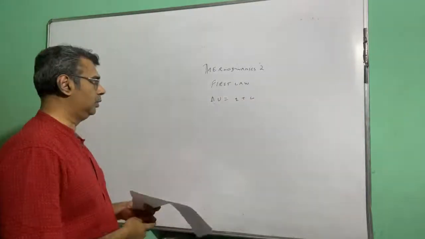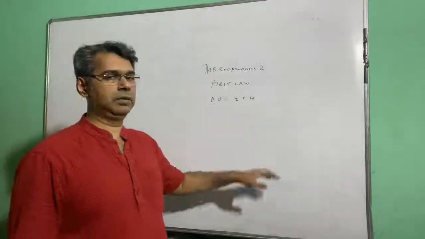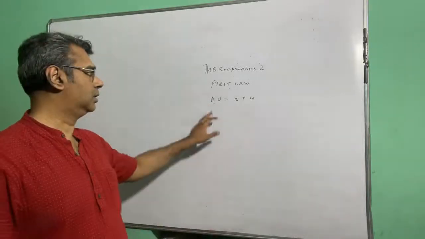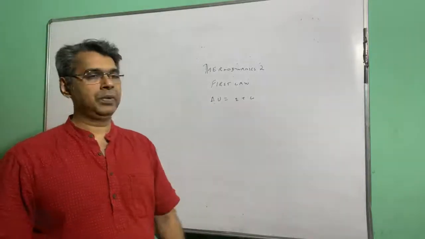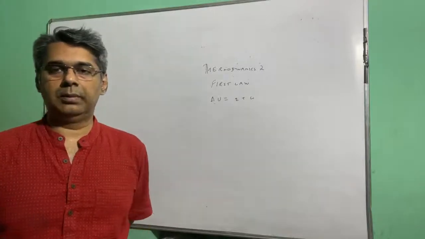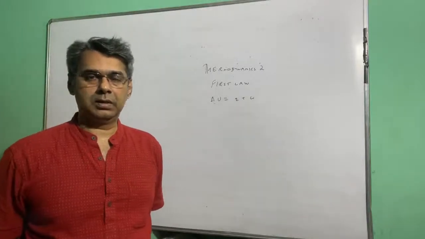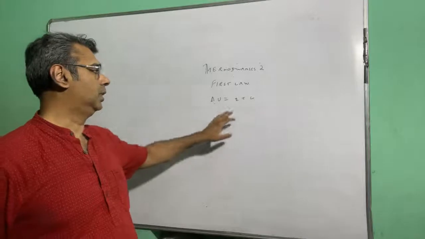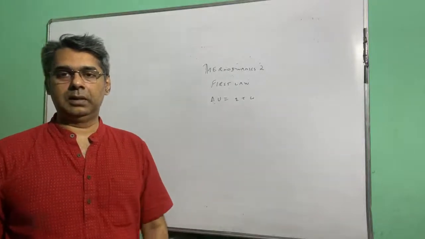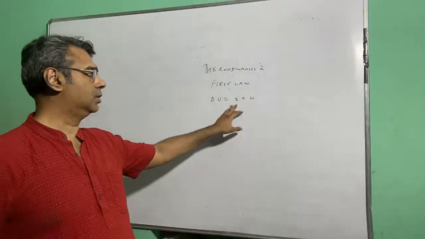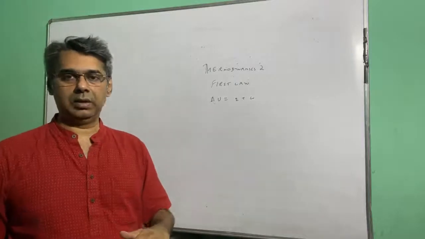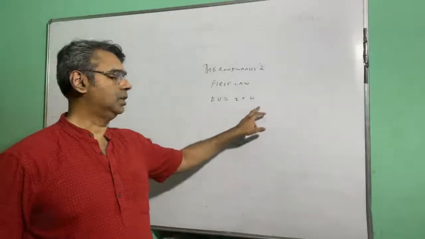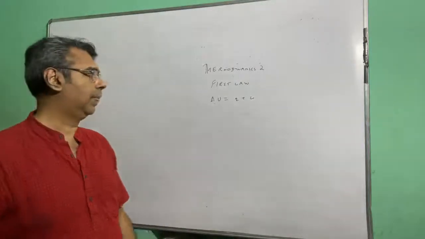So all of you know that according to the first law of thermodynamics, the change in internal energy is equal to heat absorbed plus work done on the system. So whenever there's a system and heat is being given to the system, that is Q, and the work that is being done on the system is W. So change in internal energy is Q plus W.